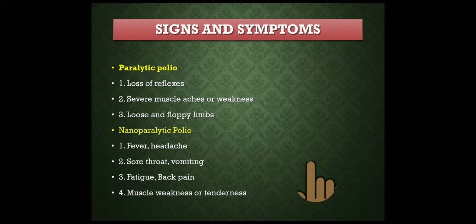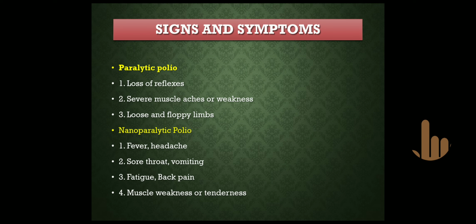So what are the symptoms? I have also discussed them in my previous slide. Broadly we have divided them into two types, paralytic polio and nonparalytic polio. In paralytic polio, loss of reflexes, severe muscle ache, weakness, and floppiness in the limbs is visible. But in nonparalytic polio, fever, headache, sore throat, vomiting, fatigue, back pain, muscle ache and weakness are generally observed. So these are the basics of poliovirus.